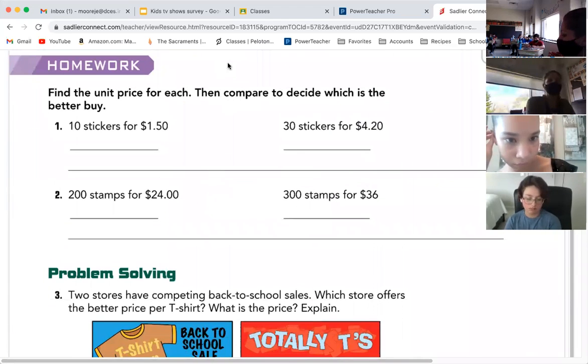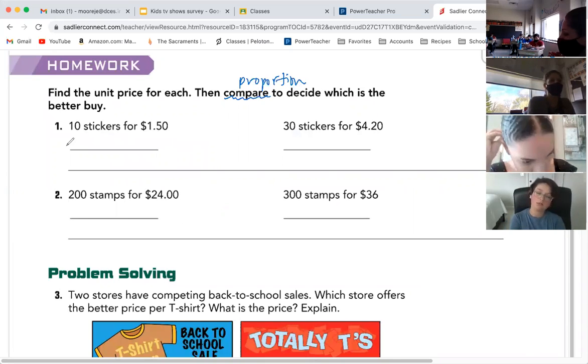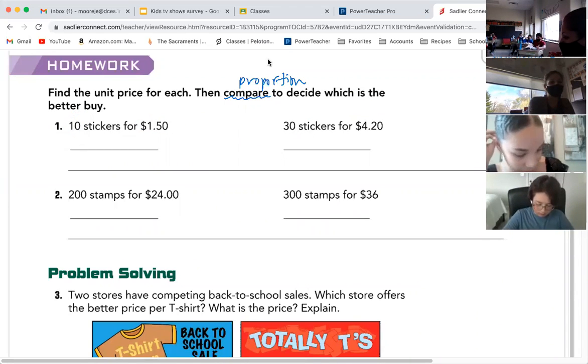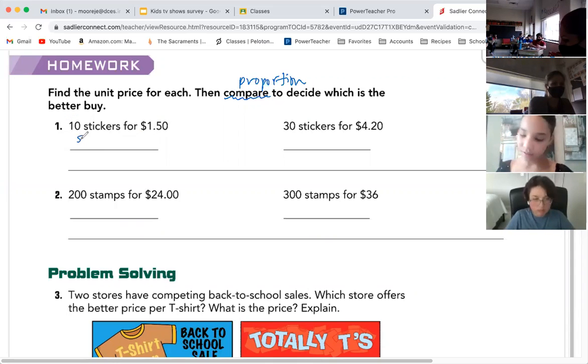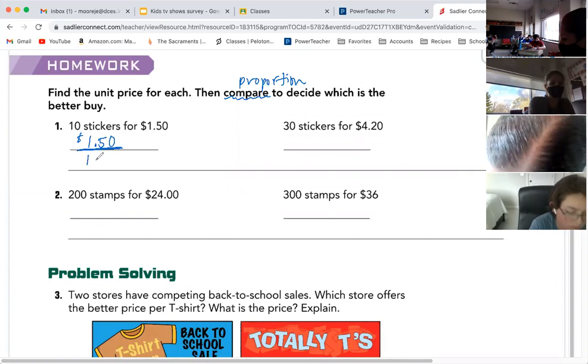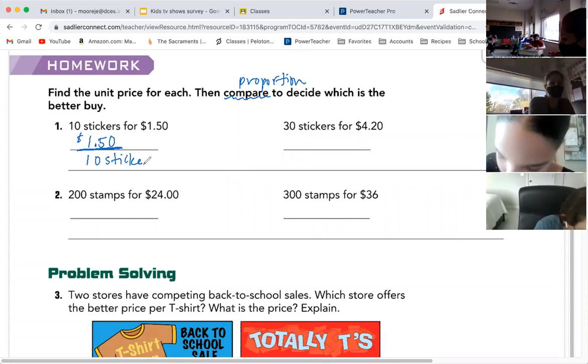Okay. Same thing. We're going to set up a proportion, though, by ourselves this time. We don't have the book guiding us. So if we can buy 10 stickers for $1.50, and 30 stickers for $4.20, we have to compare by using a proportion to decide which is the better buy. So you tell me which one goes on top, the 10 stickers or the $1.50? Which one goes on top? $1.50, thank you. Cost always goes on the top. And then we're going to set up a proportion. 10 stickers goes on the bottom. We're going to set it equal to the cost of 1 sticker.